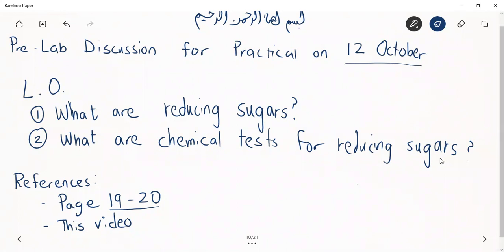What are the learning outcomes? What are reducing sugars? What are the chemical tests done for reducing sugars? How will you learn this topic? You will use pages 19 to 20 of your book. You will use this video and you will attend the lab session on 12 October to observe the tests.